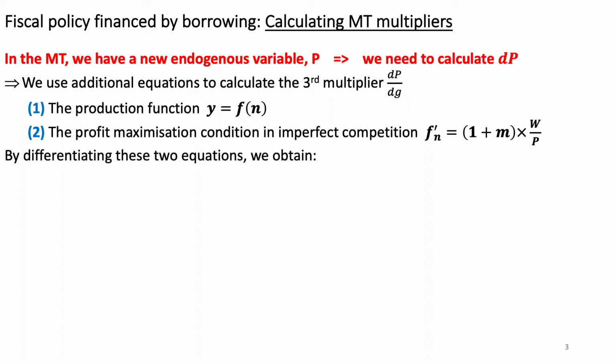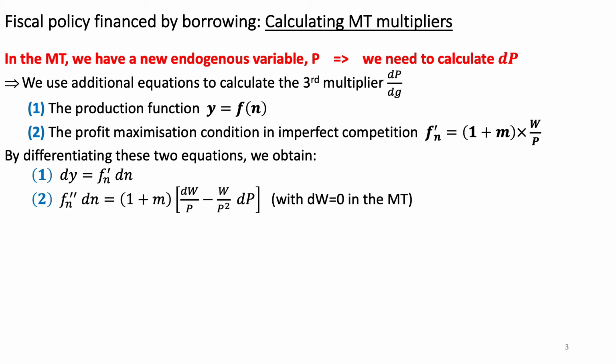By differentiating these two equations, we obtain dy equals f prime of n dn, and the second one gives f second of n dn equals 1 plus m times dw over p minus w over p squared dp. Because we are in the medium term, the nominal wage is fixed, which means that dw equals 0, so we can remove this term.